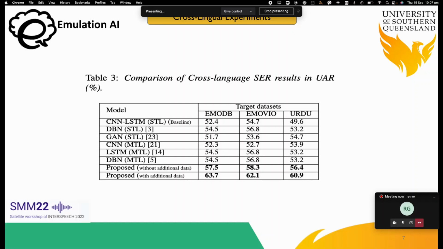But when we are adding the domain classifier with the additional data, our performance is increasing by around 4 to 5% for all these target data sets. We trained the model just on the IEMOCAP English data, and we evaluated on German, Italian, and Urdu. So based on this evaluation, we can see that when we are adding more information to the system, our performance or our generalization is increasing.